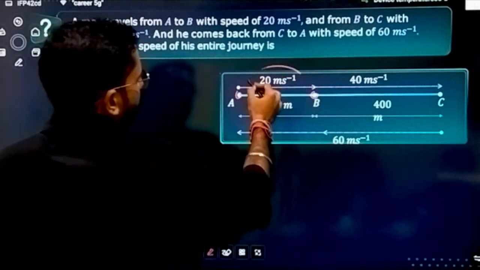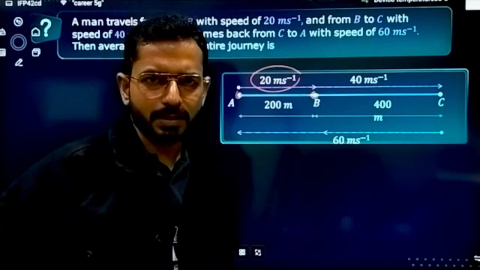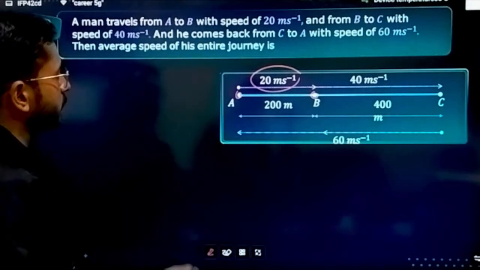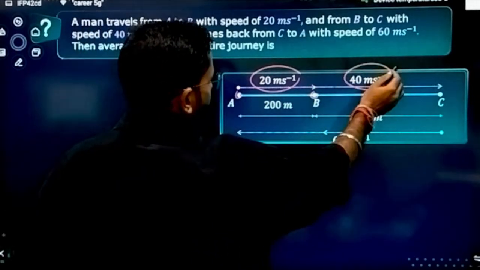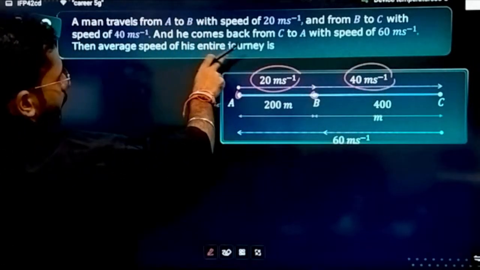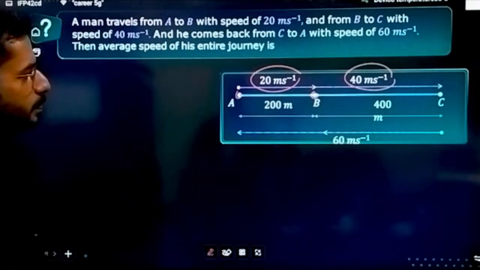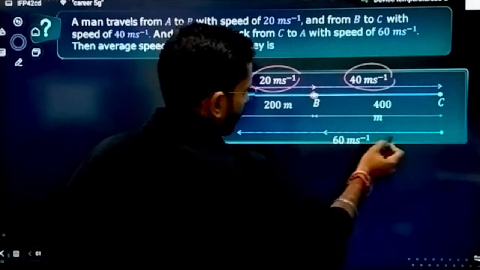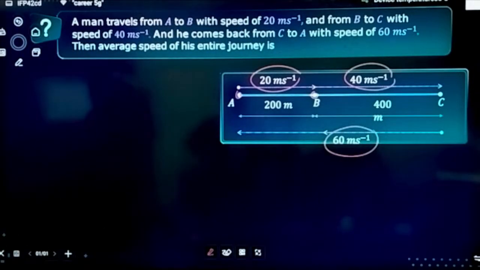With a speed of 20 meter per second. Let's suppose you are having a speed. Till now we are discussing only speed. So you are having 20 meter per second. And from B to C, you are moving with 40 meter per second. And he comes back from C to A with a speed of 60 meter per second.